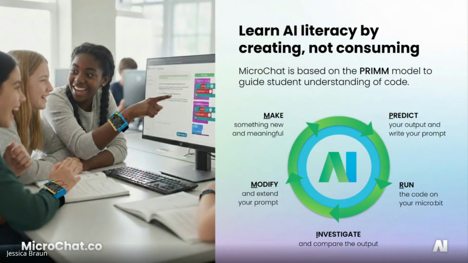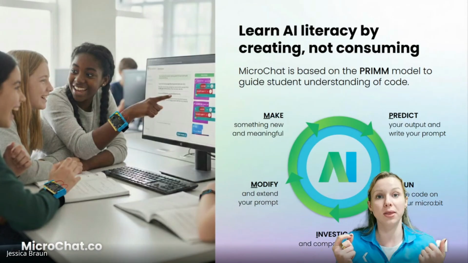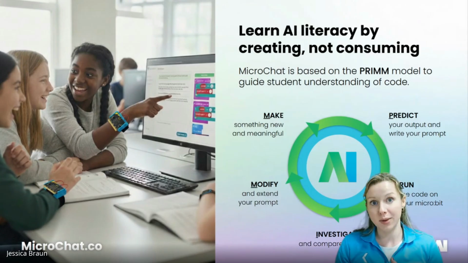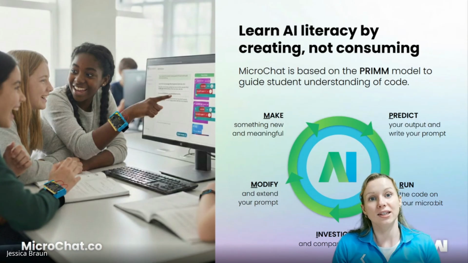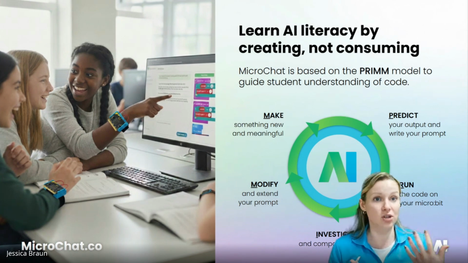So the AI literacy connection, and I quickly hinted at this, but we have specifically designed MicroChat to not just be able to take those English text prompts and generate code for the microbit, but also to guide students through the process of actually coding, running the code on the microbit, and iterating on that code. And we've done all of that based around the PRIMM model. If you're not familiar with that acronym, it stands for predict, run, investigate, modify, and make. In the back end of our MicroChat system, we have trained that system to guide students through that process as they're using the tool to generate their code.